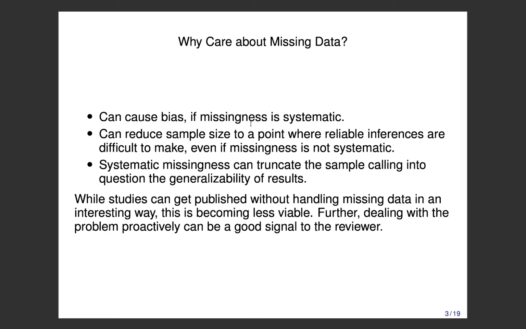So the first question is, why do we care about missing data at all, right? Why do we have to worry about it? The software that we use automatically does something with it, right? And it does what's called listwise deletion. But what we'll see is that listwise deletion can actually cause problems for us. So if the missingness is systematic, listwise deletion can cause bias in our results. It can also reduce the sample size, where it might make reliable inferences more challenging. And systematic missingness can truncate the sample, calling into question the generalizability of the results.